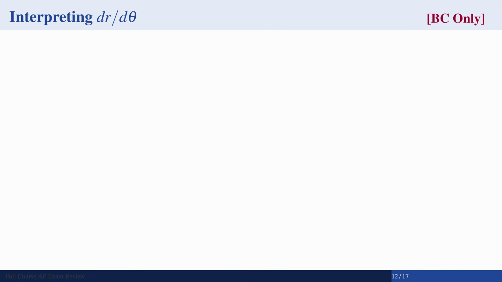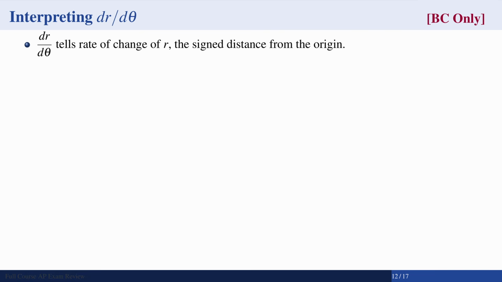Let's talk about interpreting dr d theta. There's just a lot of d whatever d thetas involved: dx d theta, dy d theta, dy dx, which is not really d theta, and then dr d theta. So dr d theta tells you the rate of change of r, which is the signed distance from the origin. So r might be positive or negative, and dr d theta might be positive or negative. Their interaction will tell you the relationship between the motion of the particle and the origin.